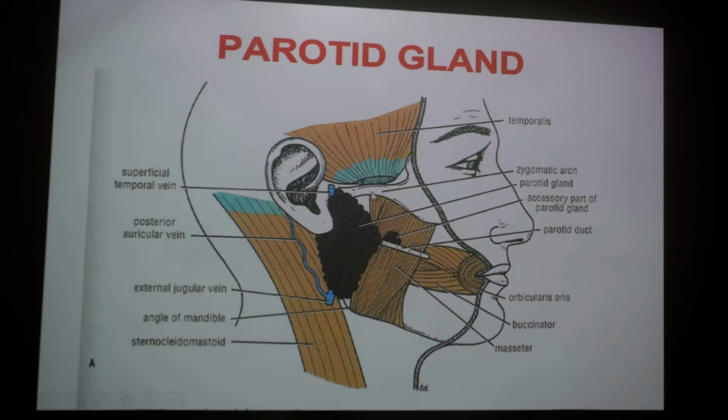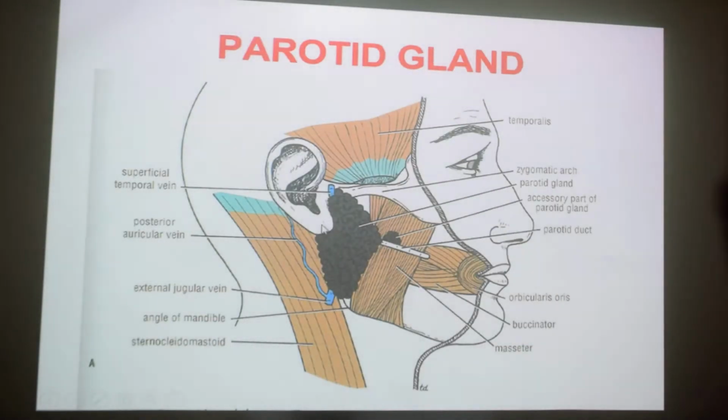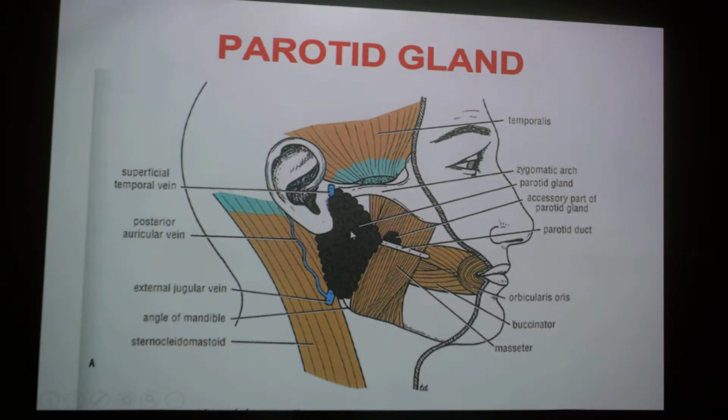So the upper part is extending up to the zygomatic arch. The inferior part of the parotid gland is related to the angle of the mandible. The anterior border is more triangular, and it is overlapping this muscle, which is the masseter, and the posterior border is overlapping this muscle, which is the sternocleidomastoid. So it is basically lying between the mandible and the mastoid process. The area between the posterior border of the mandible and the mastoid process is occupied by this gland, which is the parotid gland.